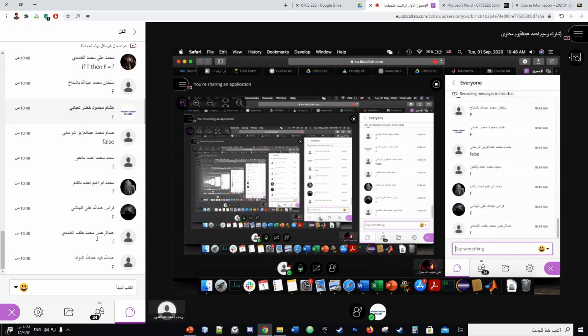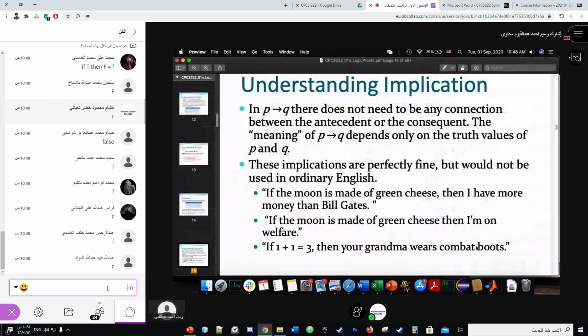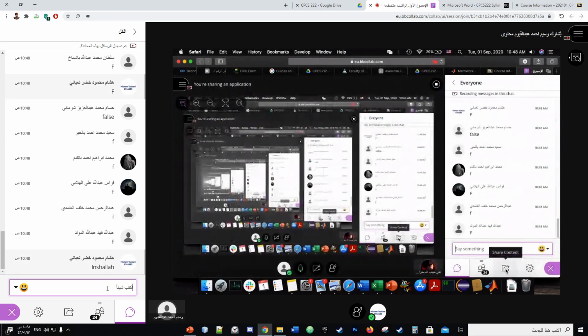Very good. You guys are very fast, mashallah. You can expect a problem like this again in the exam, in the midterm, in the quiz, even probably in the homework. All you have to do is look at the truth table, find out the values of P and Q, and then substitute them. Is that clear?